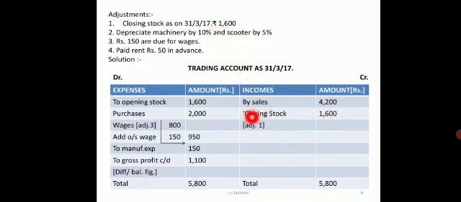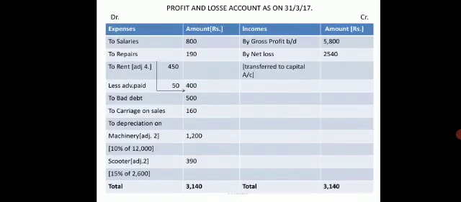So the first adjustment should be in trading account 1600. So total is 5800. Now from 5800 I will deduct all the amounts which are written on the debit side. So the difference will be 1100. So 1100 is the gross profit, that is the amount of incomes minus the amount of expenses. The difference will be gross profit. So this gross profit is to be transferred to profit and loss account.